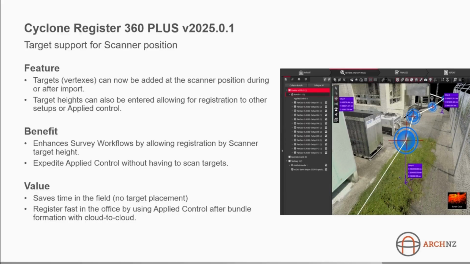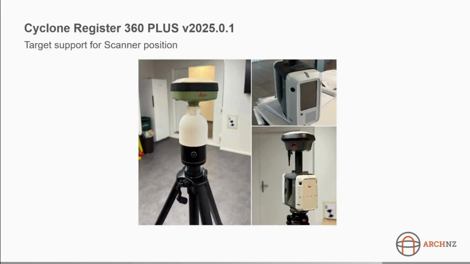The other workflow, which I'll show later on, is attaching a GNSS antenna to the scanner itself, and then that reduces or eliminates entirely the need to have targets on the ground. So this is a really nice workflow for georeferencing, super quick, saving time in the field, and makes the registration back in the office a real breeze.